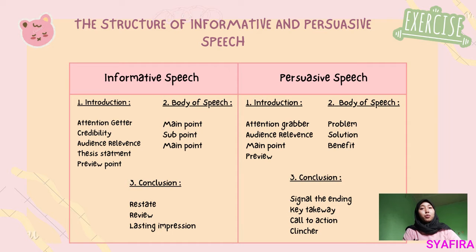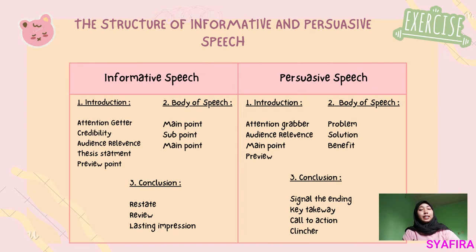And fourth, we have the thesis statement. The thesis statement is the statement that brings together the main idea of each argument. So it can also be called the problem or topic to be discussed in the speech. And the fifth, we have the preview points. Preview points are the important statements that they want to speak about. So the speech must contain a minimum of 2 preview points and a maximum of 5 preview points.